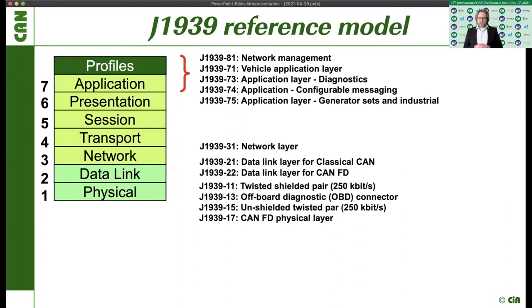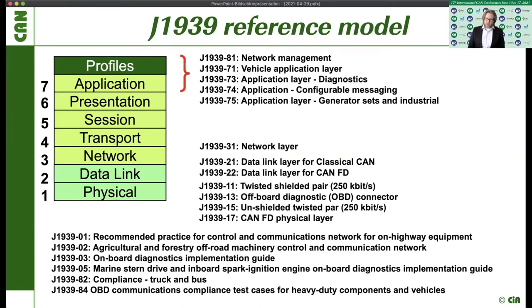We have the 30-ish standards, where we have just one, the 31, which deals with the definitions of the network layer. And we have different 70-ish standards which deal with the different application requirements, as we can see here, for vehicle applications, for diagnostics, for configuration and alike. And we have a general network management definition, which is part 81. And of course, there are also a number of other specifications which deal with the different requirements we have in the different areas.